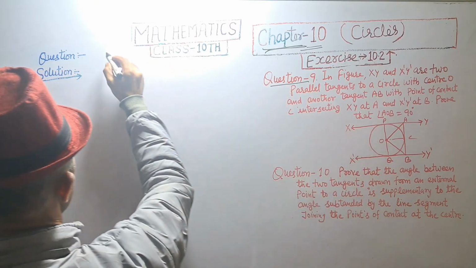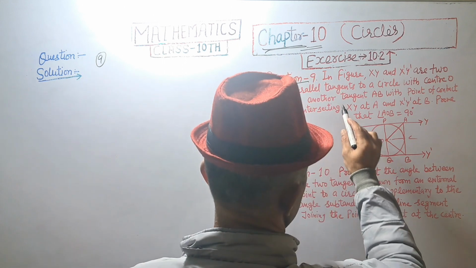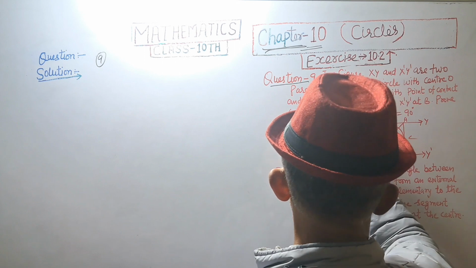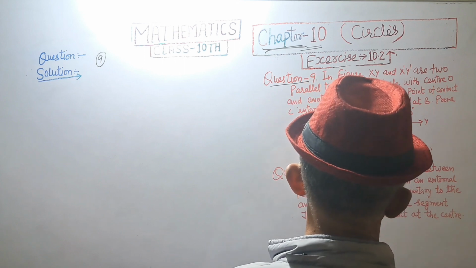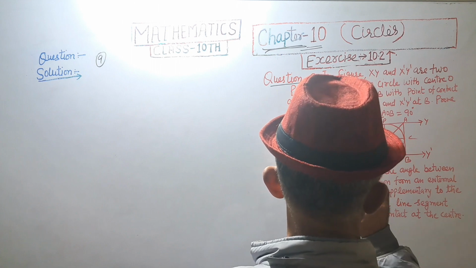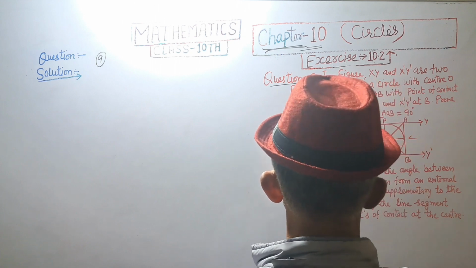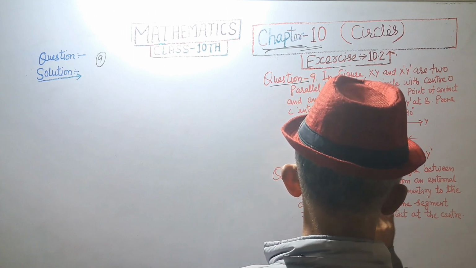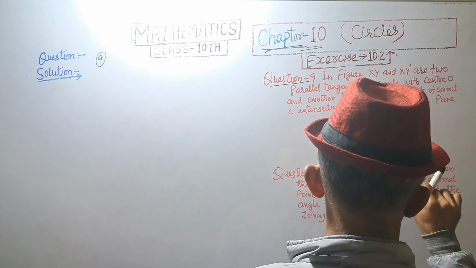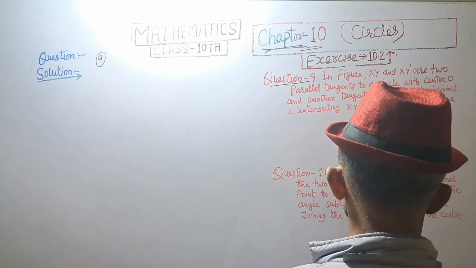Question number 9. In the figure, XY and X'Y' are two parallel tangents to a circle with center O and another tangent AB with point of contact C intersecting XY at A and X'Y' at B. Prove that angle AOB is equal to 90 degrees.